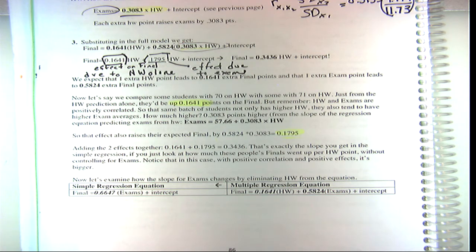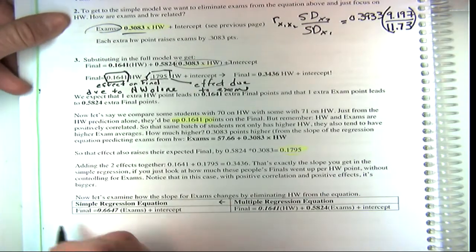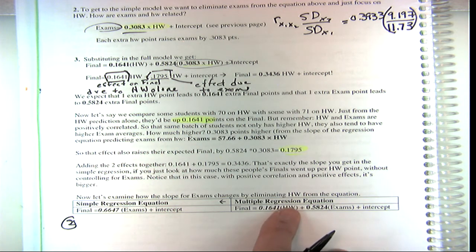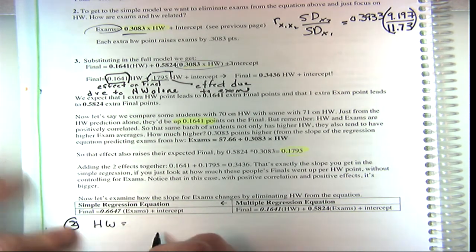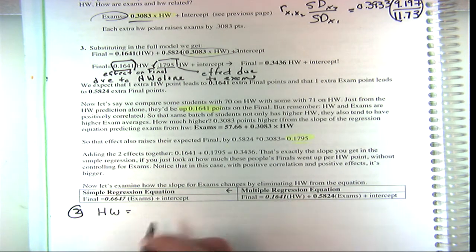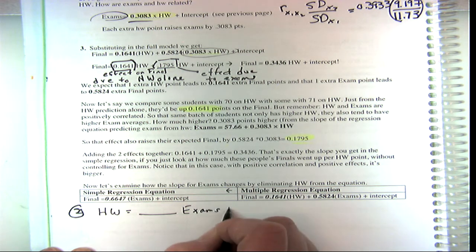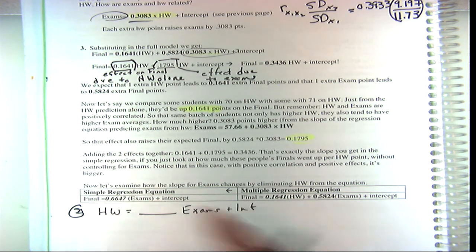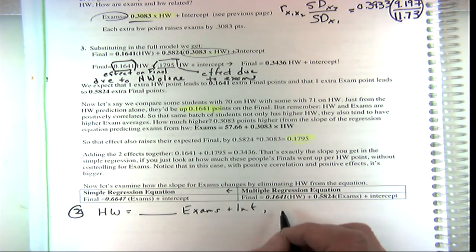All right, so the first one is start with the full model. Let's go to step 2. Step 2 is to get to the simple model. We want to eliminate homework now, right? So we have to get an equation relating homework, and I want to put that in terms of exams. So I want to get some slope times the exams plus some intercept. And then I can substitute that in, and I'll get something all in terms of exams. All right, so what's that slope going to be that I put in there?